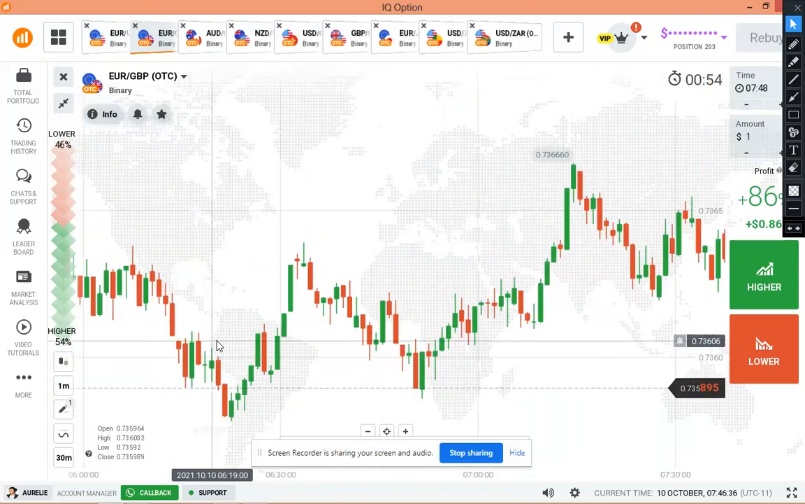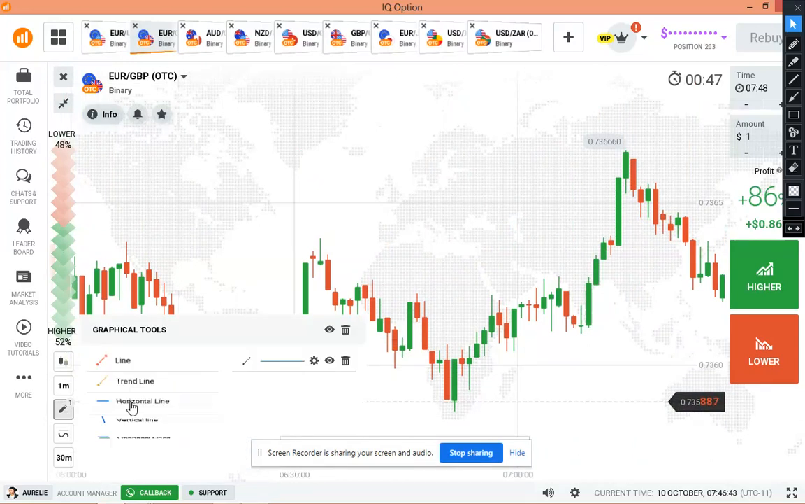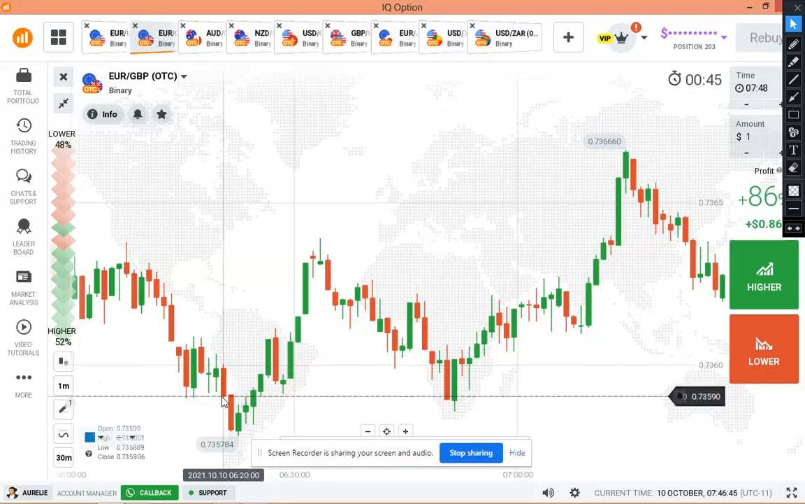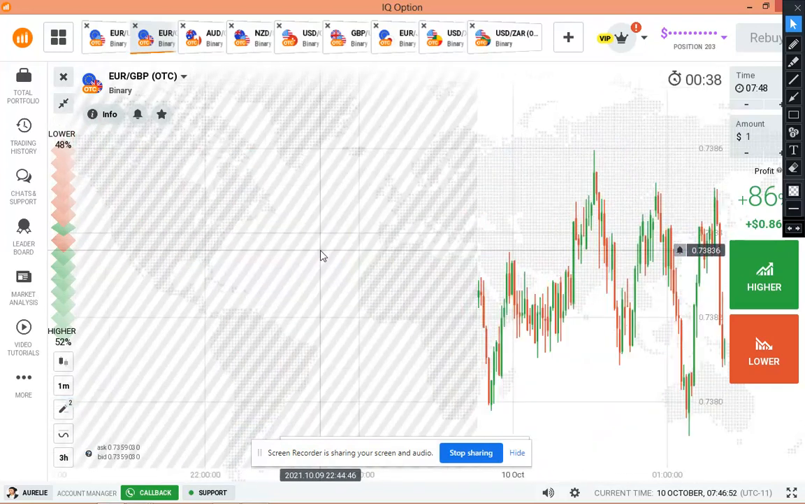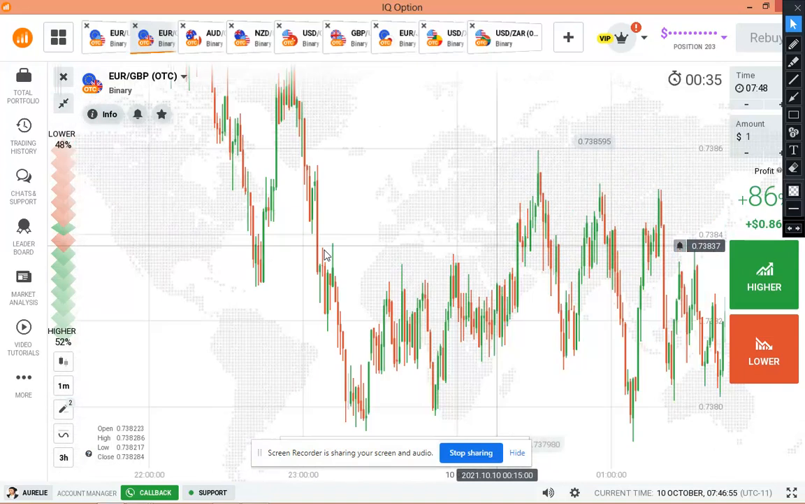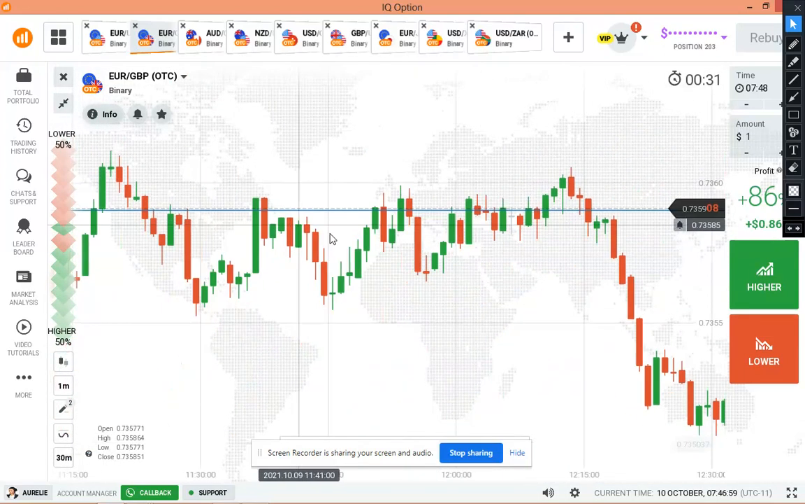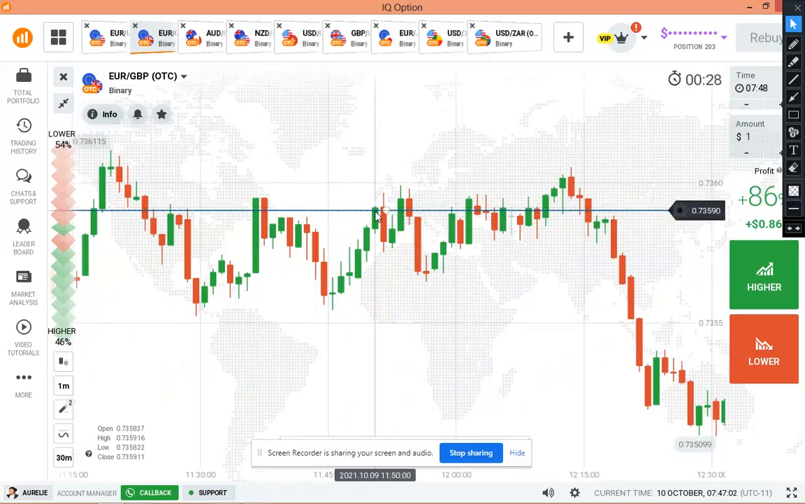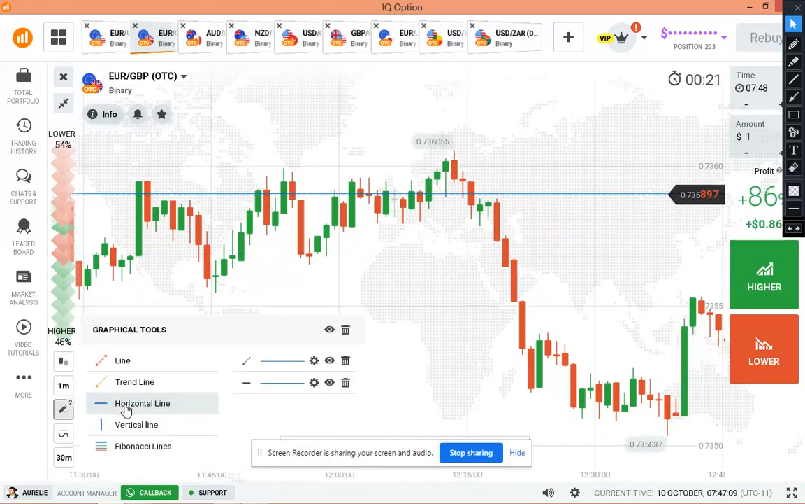Let me check. Okay, now you see that this is the sellers' entry, and this is the last red candle before the buyer entered. That means there's something around this level here. There's something around this level, and if I check on the left side, let me confirm on the left side. Okay, so here we have some resistance also. Okay, let me draw the second line.